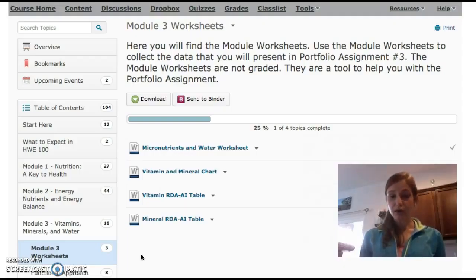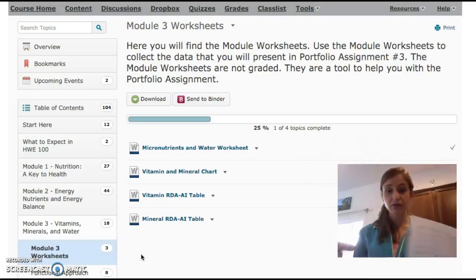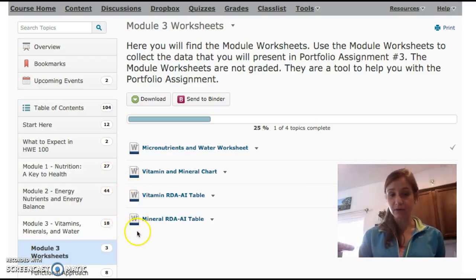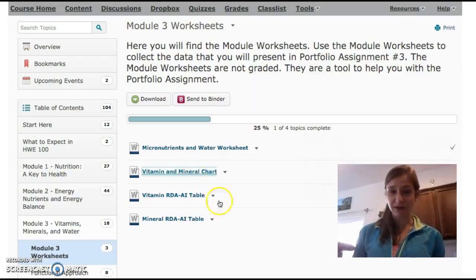Make sure though, when you identify those particular vitamins and minerals that you want to talk about in your paper, that you correctly identify whether it's an RDA recommendation or an adequate intake recommendation. And those are all going to be listed on both that vitamin and mineral RDA AI table. Now you're probably wondering what this vitamin and mineral chart is, so let me go ahead and I'm going to open this one up.